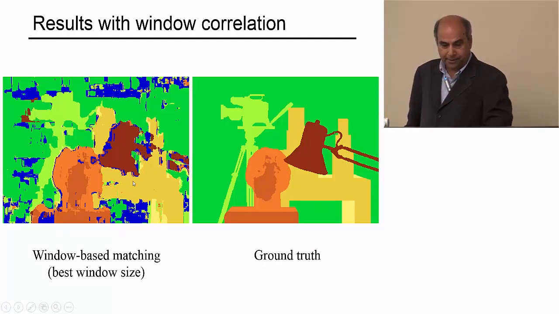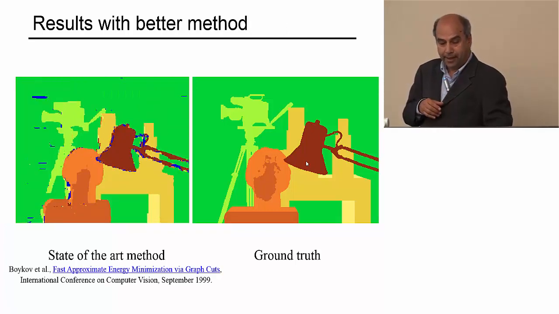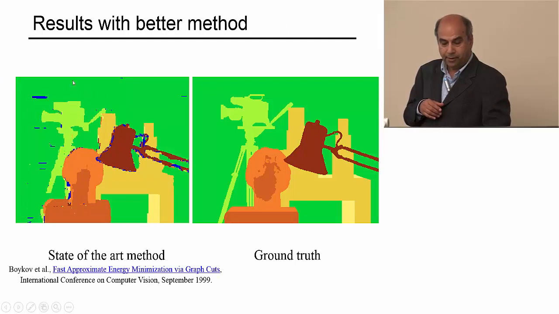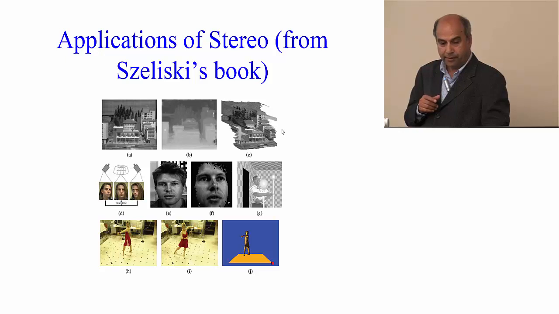And this is the depth map you will get if you do simple window based correlation. Compared to the ground truth, as you see, there is a big difference. And then this is the state of the art method, which gives you a very nice result compared to this one, which has a lot of errors. And this is very similar to the ground truth. So there's a whole data set there.